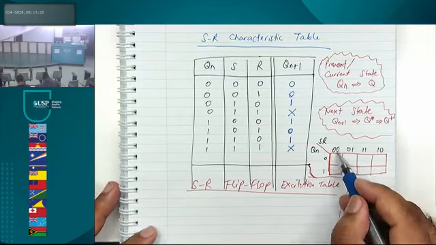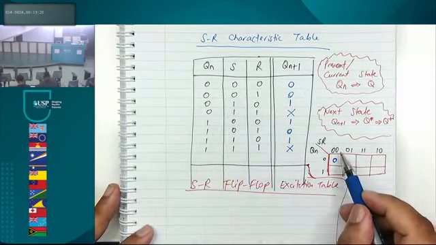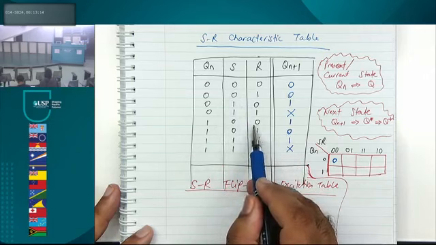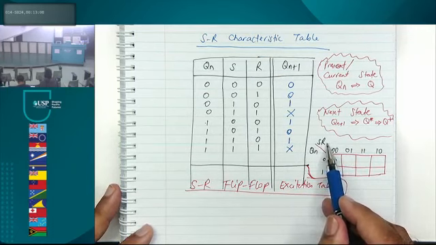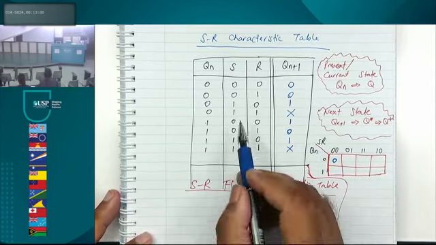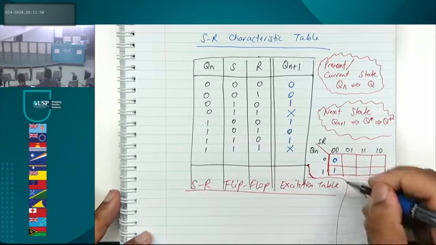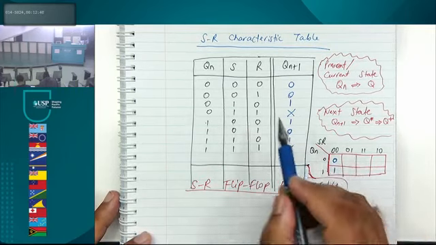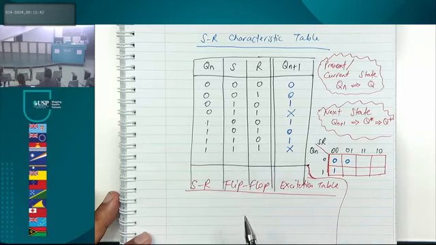So 0, 0, 0 was what, guys? 0. 0, 0, 1: be careful, it's not following sequence, because I drew the Karnaugh map the wrong way. I should have drawn Qn, S, and then R, but whichever sequence you put it in, you'll get the same answer. So 0, 0, 1 will give us a 1. Everyone happy with that? Now the next one, 0, 1, 0, will give you a 0.